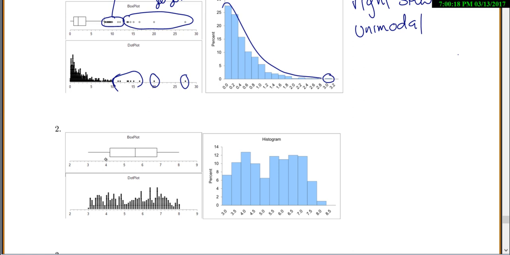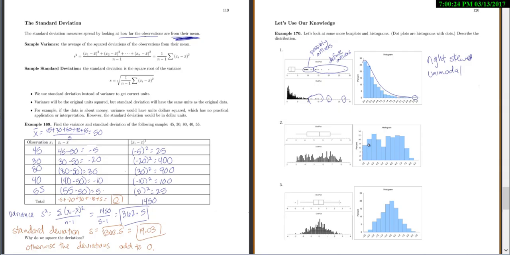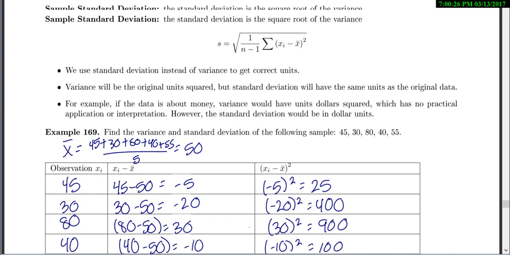This next one, let's see, I look at my box plot, I'm not seeing any outliers. Dot plot doesn't look like outliers, histogram doesn't look like outliers. So no outliers.